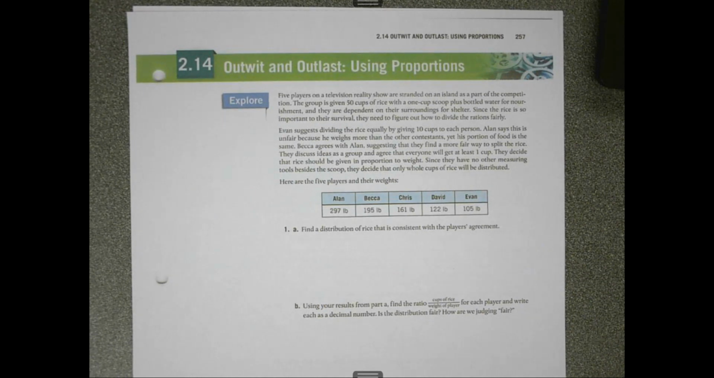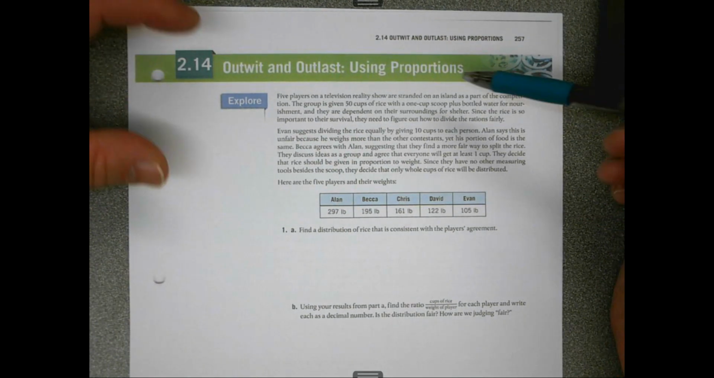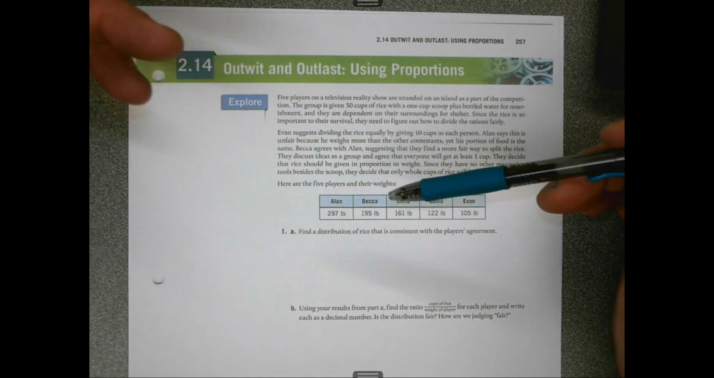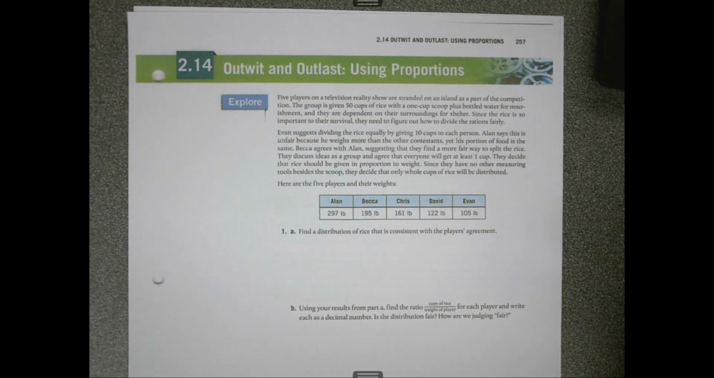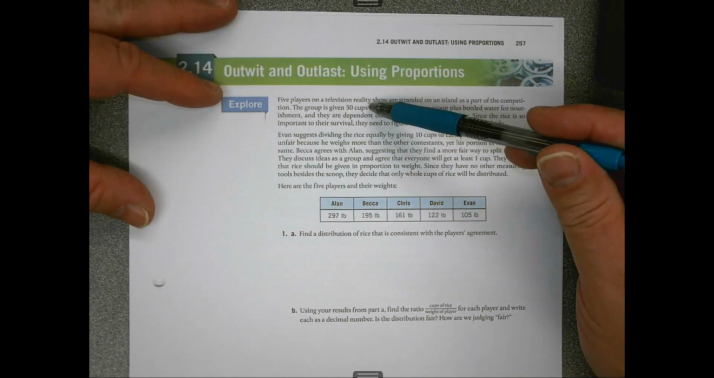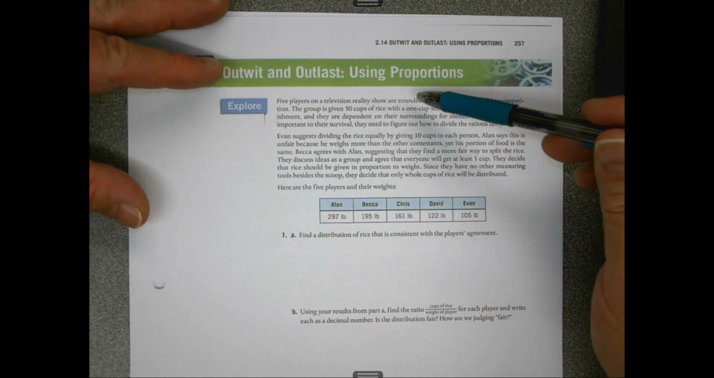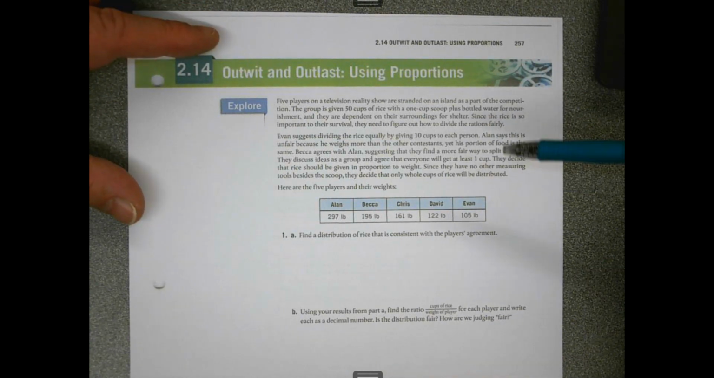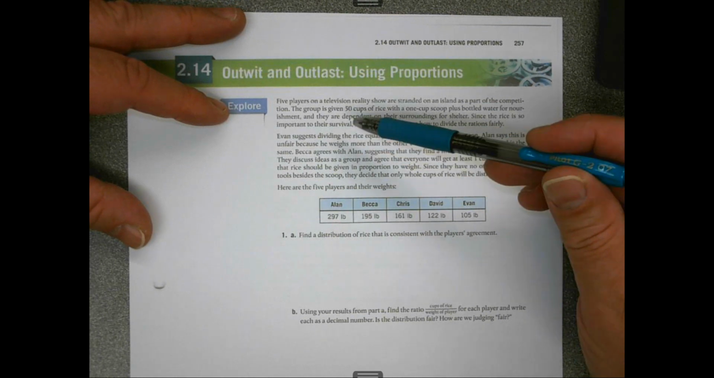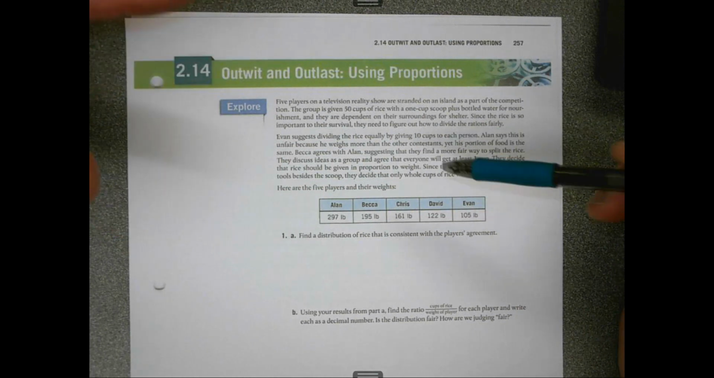Okay, 2.14, using proportions. Let's take a look at the Explorer here. What it's telling us is that there's a reality show on an island, kind of like survival or something like that. They were given 50 cups of rice with a one-scoop measuring cup, and then bottled water for nourishment. Now, one of the guys, Evan, suggests that giving 10 cups to each person is a fair way of splitting this up.